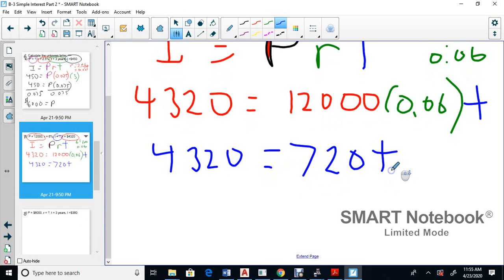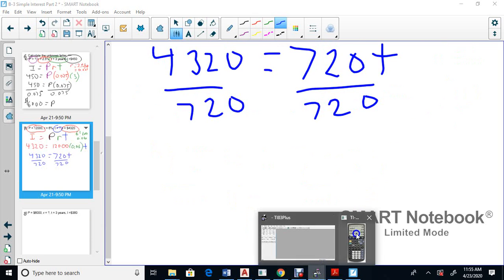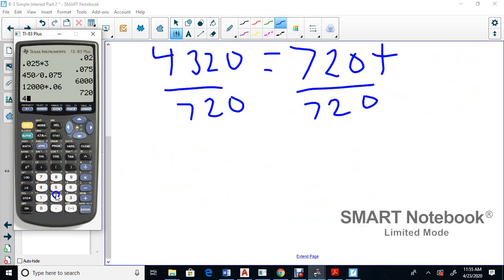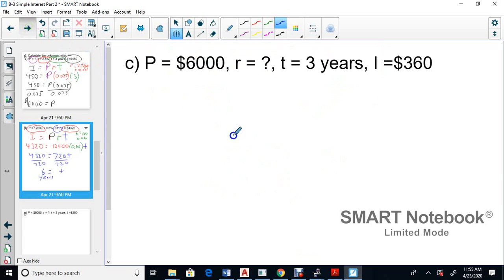And then you divide by the 720 beside the letter. Go back to our calculator. 4320 divided by 720. 6. Oh, our time is 6 years. So it's like 6 years. Finally, we'll do one for the R.